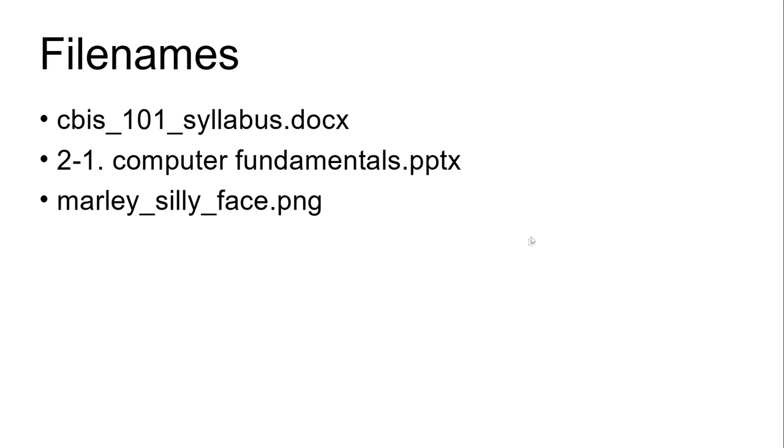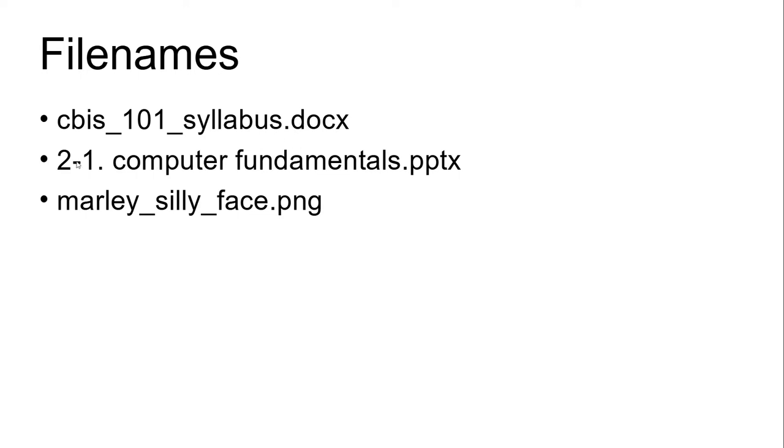So here are some example file names. The first is cbiz_101_syllabus.docx. Everything before this period is the name of the file. The period and after, so the .docx, is the type of the file. The .docx type tells the computer, hey, this is a formatted text document. So it has some amount of formatting data. It has a bunch of text in here, in this case the text that actually goes into my CBIS 101 syllabus, but it also has formatting. So I can put in data about headers, text size, positioning of that text within the document, images, and so on and so forth.